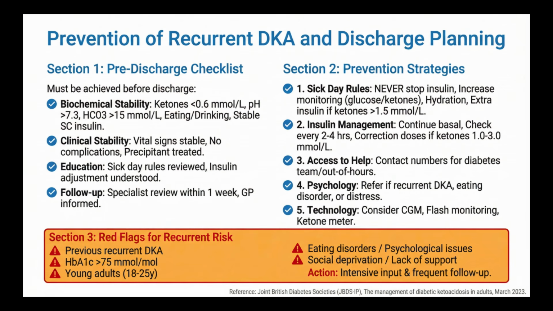Patients must have direct access to help, including out-of-hours advice. Recurrent DKA should trigger psychological assessment, as distress and eating disorders are common contributors. Technologies such as continuous glucose monitoring and home ketone testing can dramatically reduce risk. Red flags for recurrence: certain patients require intensified follow-up. Previous recurrent DKA, HbA1c above 75 millimoles per mole, young adults between 18 and 25, psychological comorbidity, or social vulnerability. These patients need early specialist input and frequent review.